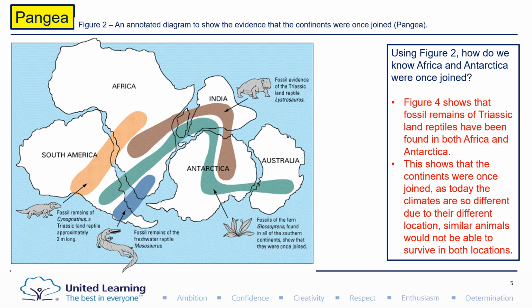So that's the first bit done, the idea that the continents used to be joined together as Pangaea, continental drift has taken place, and the continents have moved apart from one another. Evidence to support this: fossils being found in Africa and Antarctica of land-based reptiles, and the jigsaw fit of the east coast of South America and west coast of Africa fitting together like a jigsaw.